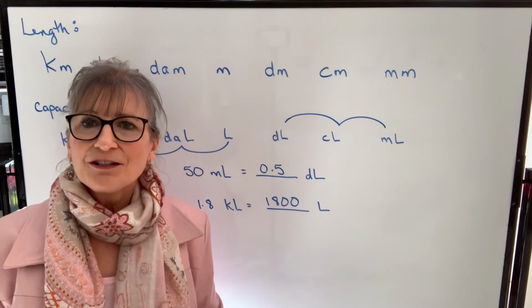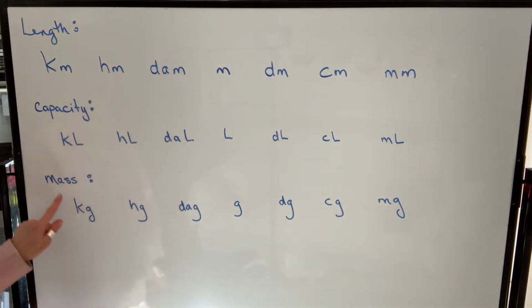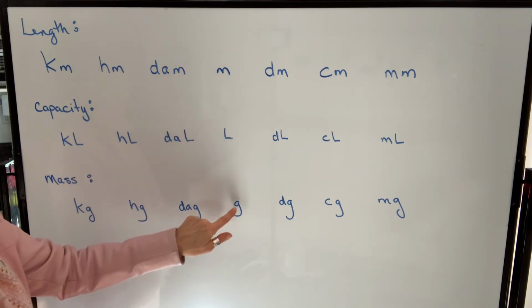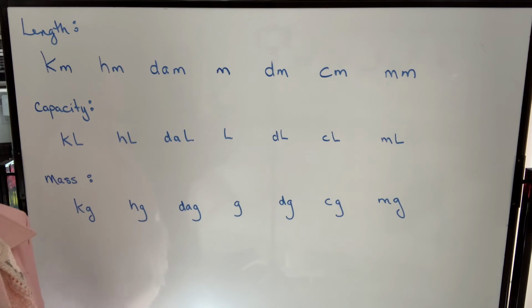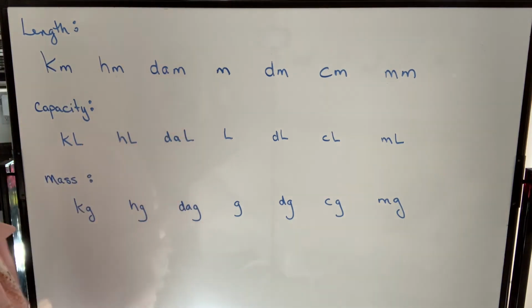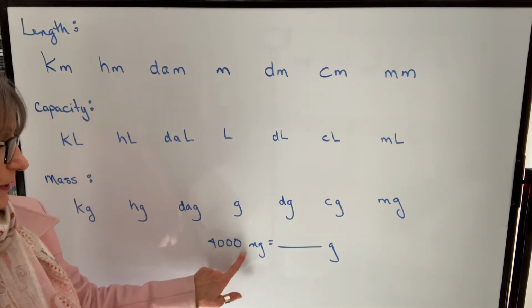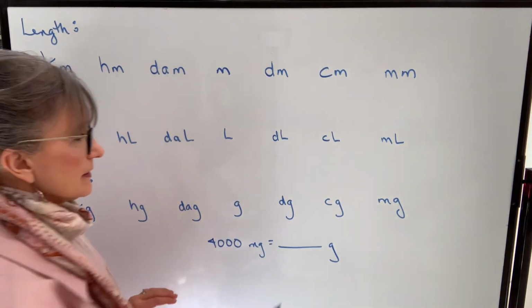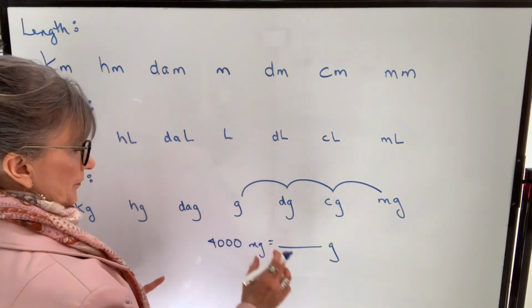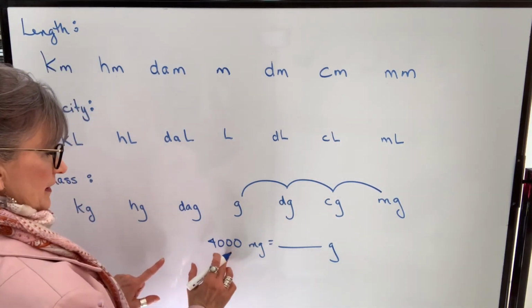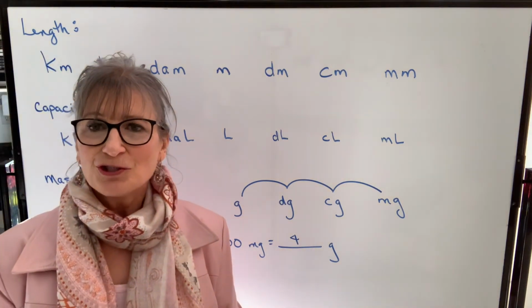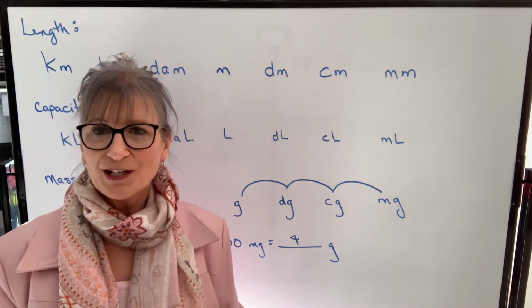We'll have the same scale for mass. For mass, we have our 7 units, but instead of liter or meter for our base unit, we have gram. Otherwise, it's identical, and we move on this scale exactly the same way as we did with those 2. So for example, if I had 4,000 milligrams and I want to know how many grams that is, I start at milligrams and I move 3 places to the left to get to grams. So I move my decimal point 3 places to the left, so that will be 4 grams. That's all we need to do to change from one unit to another, is move our decimal point.